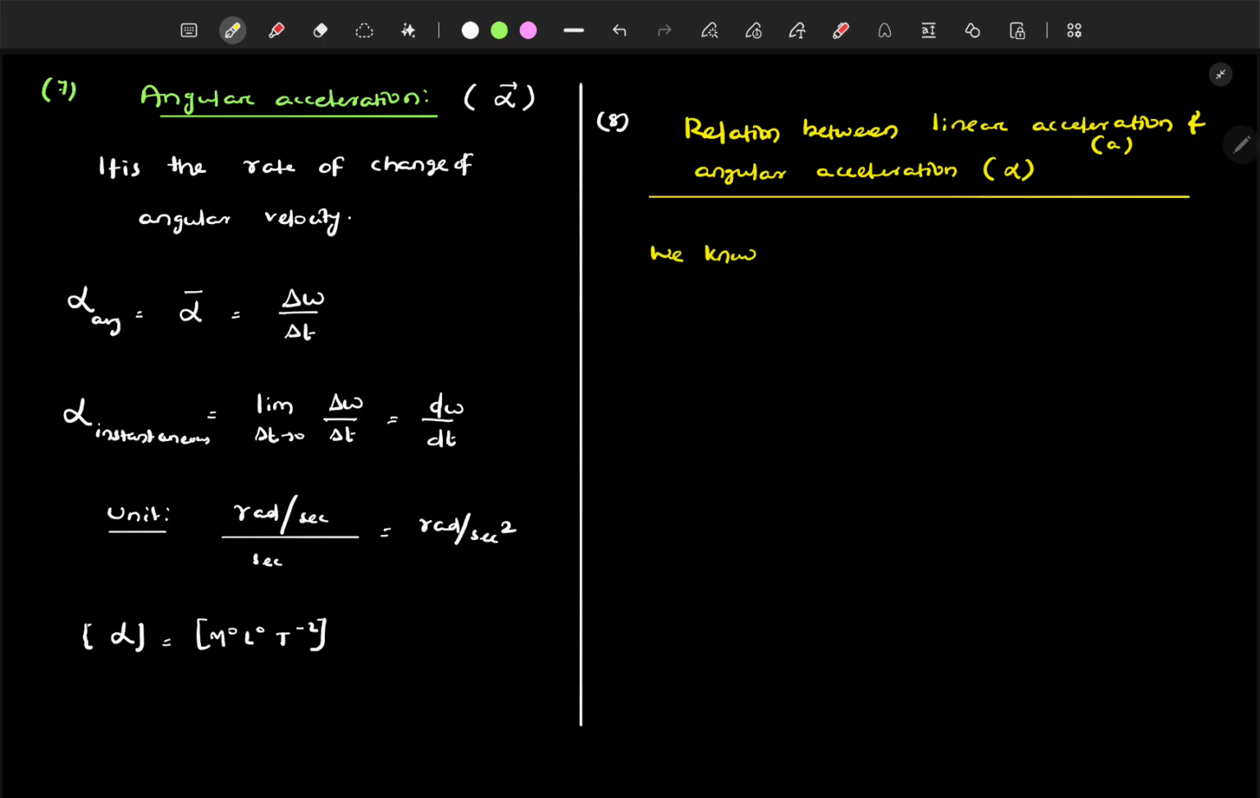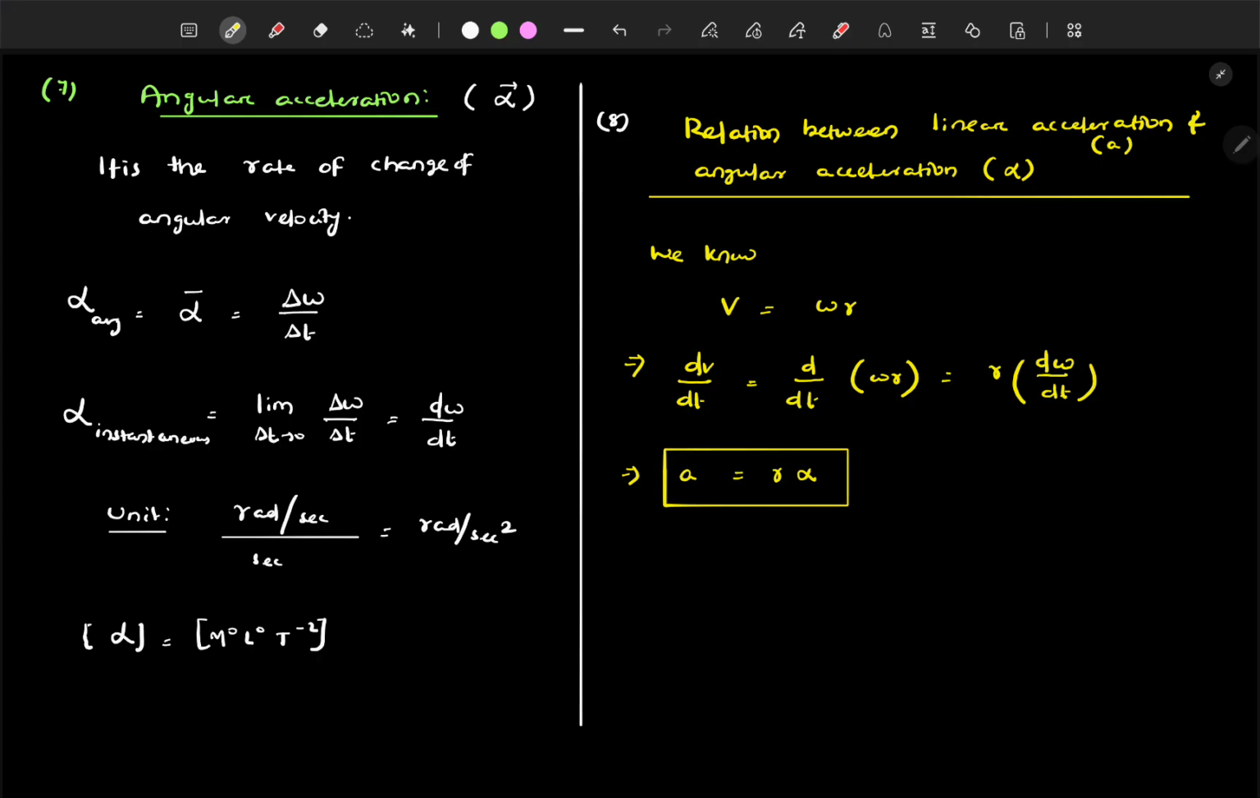We know from the point number 8, V is equal to omega into R in magnitude. So taking differentiation on both sides with respect to time, dV by dt will be d by dt of omega R. Yes. So R is constant, we can write it as R into d omega by dt. So now dV by dt, it can be written as A is equal to R into d omega by dt, that is your alpha. Yes. So A is equal to R alpha.